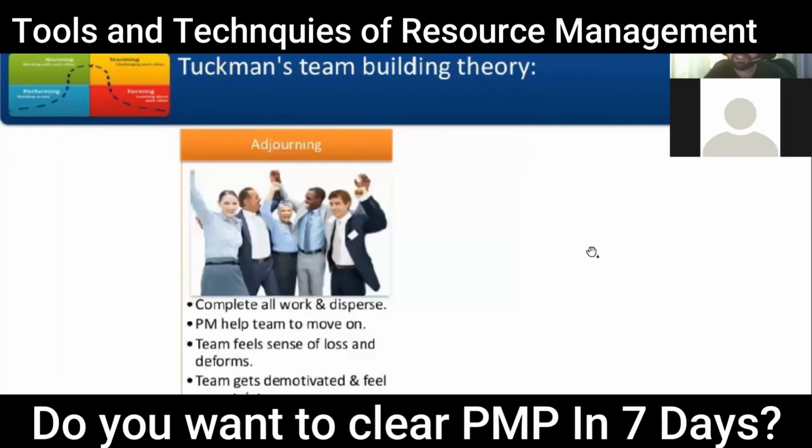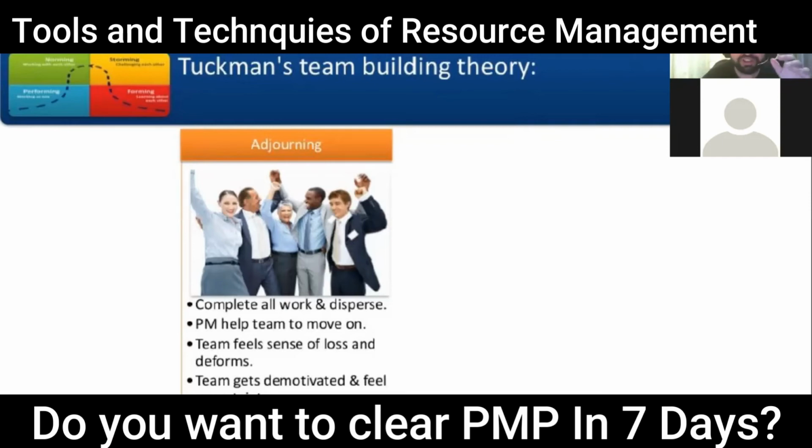Then in the adjourning phase, all the work is completed. The team is happy and sad at the same time because the work is completed. We are happy. People are going now. Relationships are breaking down, so people do get emotional. Emotional intelligence is very important. You need to release the resources with emotional intelligence. The PM uses emotional intelligence to help the team move on. Tell them what the future endeavors are, things like that. The team feels a sense of loss and deforms.